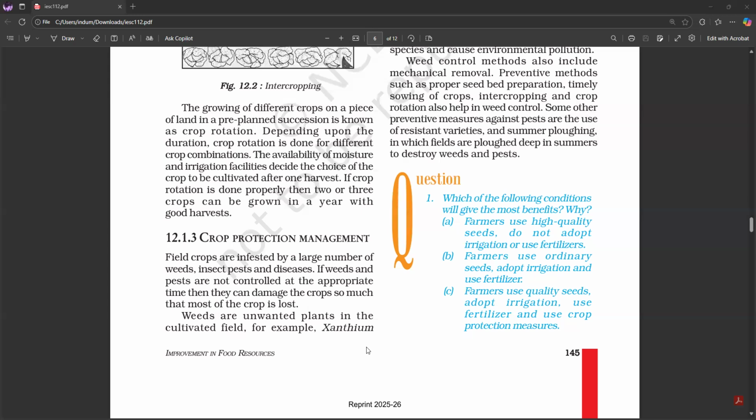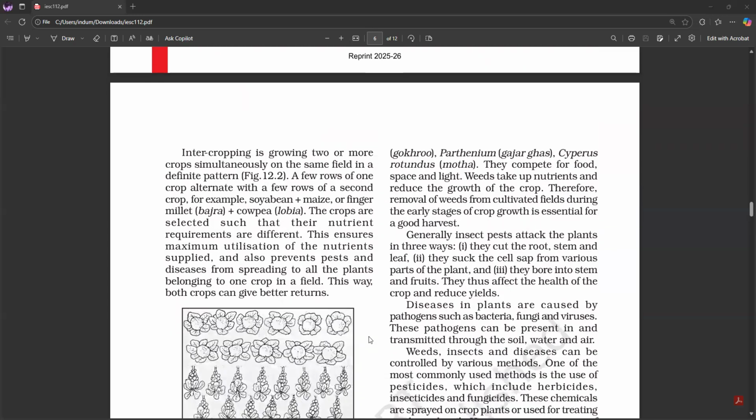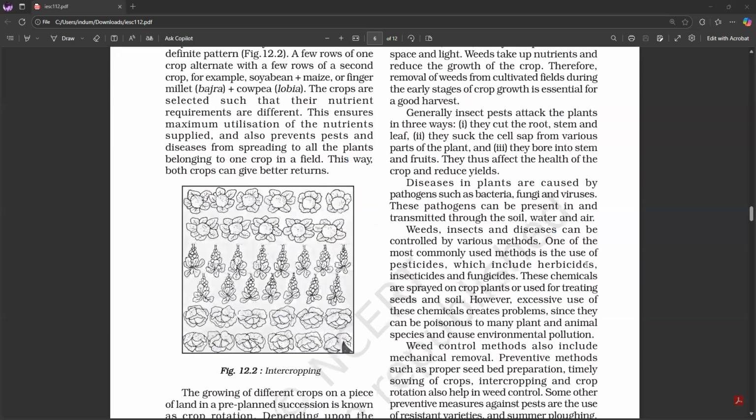Weeds are unwanted plants in the cultivated field, for example, xanthium, parthenium, cyperus rotundus. They compete for food, space, and light. Weeds take up nutrients and reduce the growth of the crop. Therefore, removal of weeds from cultivated fields during the early stages of crop growth is essential for a good harvest.